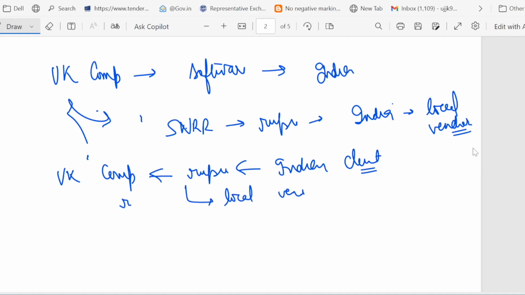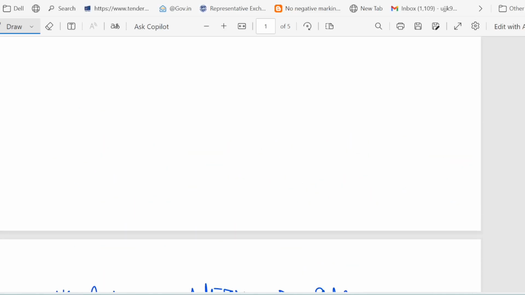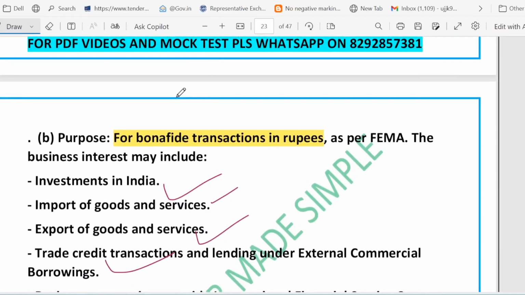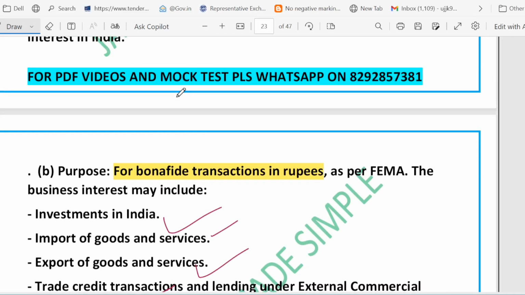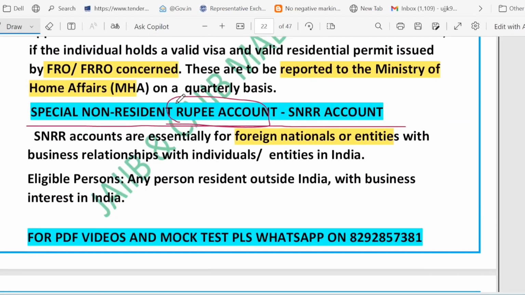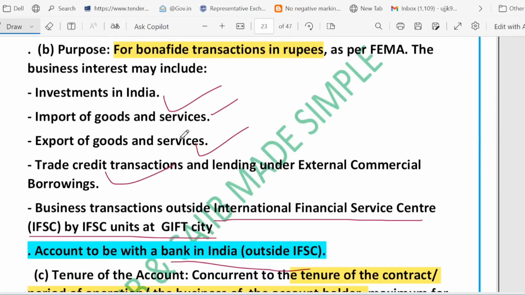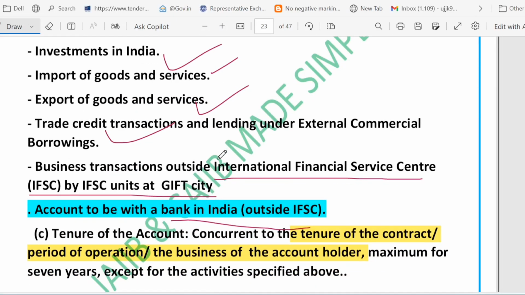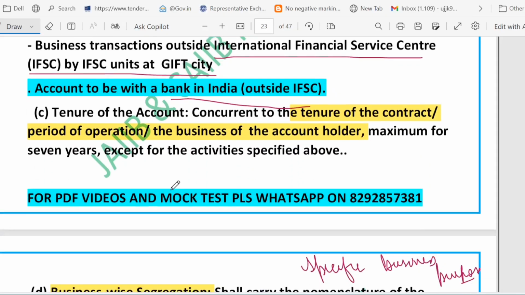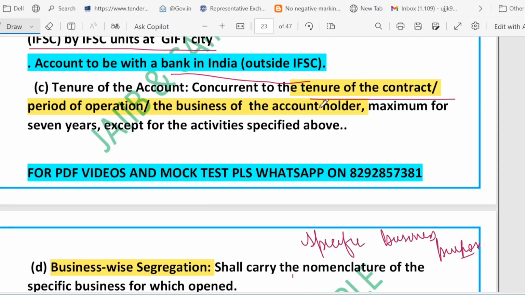Now let me summarize the key points we have discussed. The SNRR account is a rupee account for a non-resident with business interest in India. Any non-resident person or entity with bona fide business in India, like investment, import, export, trade credit, ECB, IFSC related business, can open this SNRR account. The account must be with a bank in India outside the IFSC. The tenor is concurrent with the contract or business tenor, usually up to 7 years.